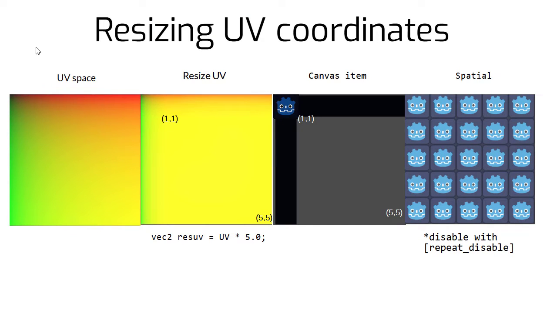The grid. Here we have the default UV coordinates that we have already worked on several times. Then the resize of the UV map.